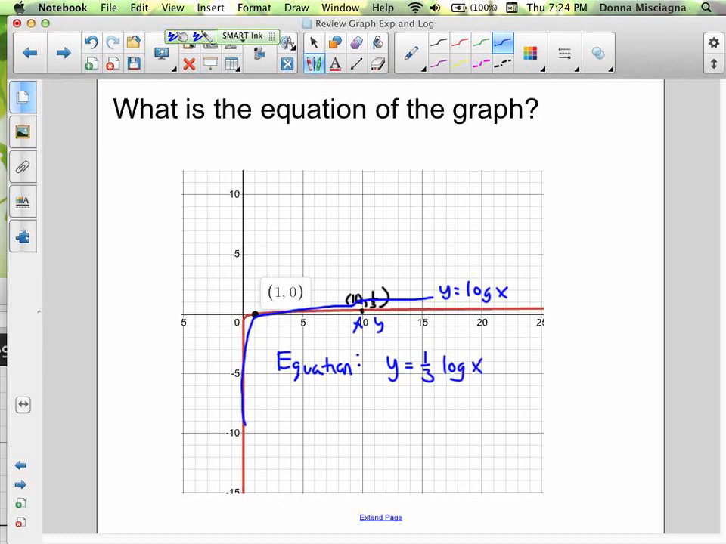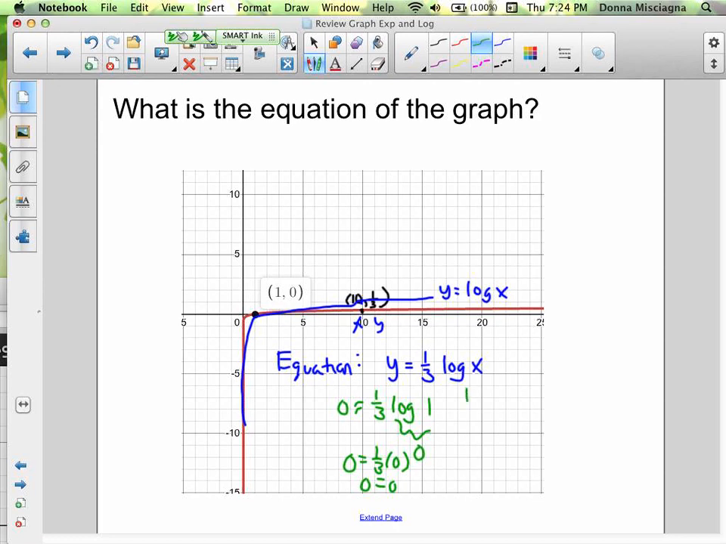Let's check it out with our points. All right, so if I plug in (1, 0), so 0 equals 1/3 log 1. Well, again, I can't make a bracket very well. That equals 0. The power I have to raise 10 to get 1 is 0. And we have 0 equals 1/3 times 0. And 0 does equal 0. Let's check it out with our other point.